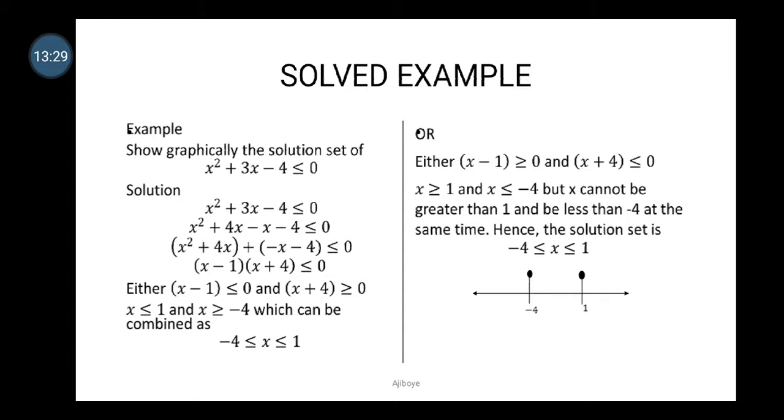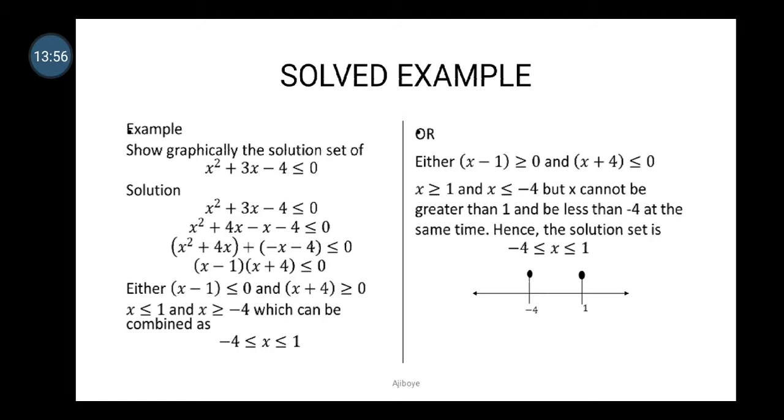So what we mean is that x cannot be greater than 1 and at the same time be less than minus 4. That cannot hold. That solution set will be ignored because it is not possible. So we only hold on to the one that is correct, which is minus 4 is less than or equal to x and x is less than or equal to 1.